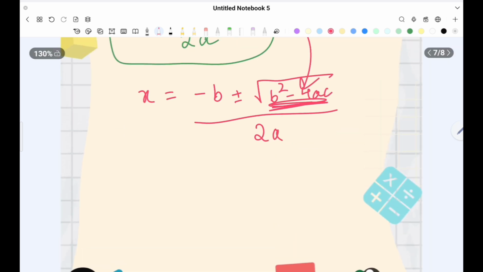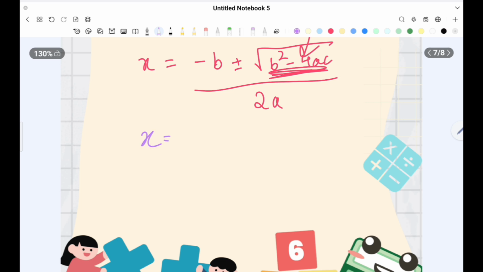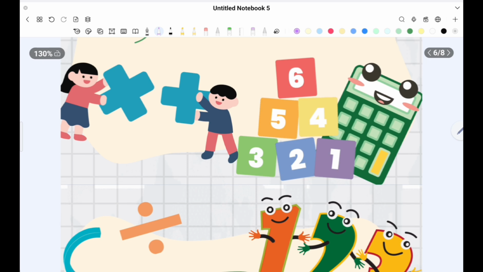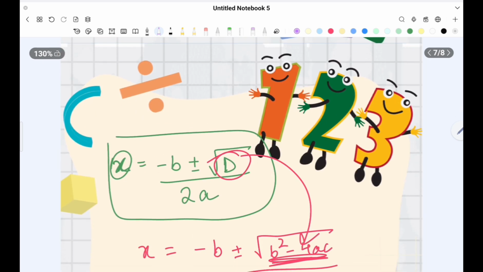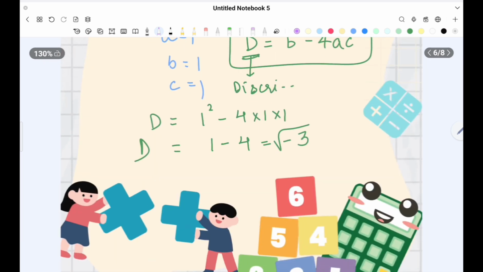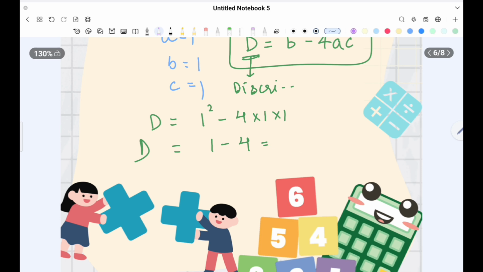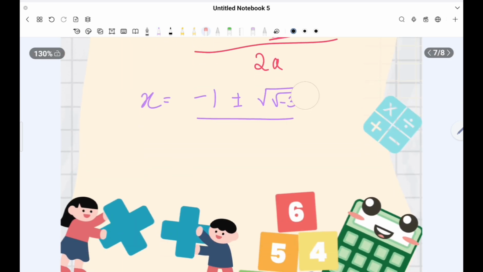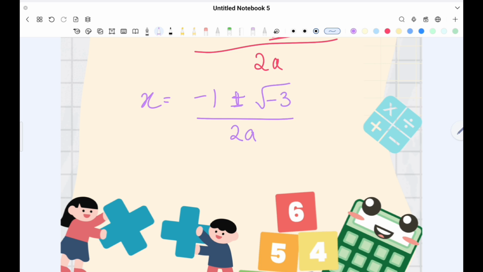Okay, now let's solve. x is equal to minus b, which is minus 1, plus minus under root D. What was D? It was minus 3. One second, it is minus 3, not under root minus 3. My mistake, sorry, minus 3. Now it will be minus 1 plus minus under root D, meaning under root minus 3, upon 2a.